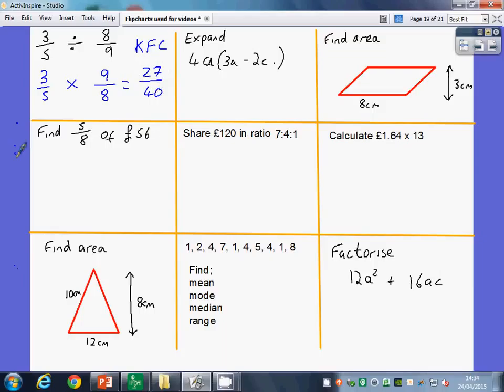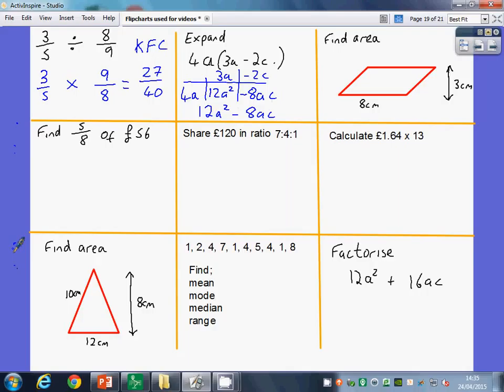Okay, question number 2. As soon as you see this, in our minds, we're thinking grid method. So we set our grid up. So 4a times 3a. 4 3s are 12. A times a is a squared. Then you've got 4a multiplied by minus 2c. Well, 4 times minus 2 is minus 8. A times c is ac. Don't forget those letters in alphabetical order, please. That gives me 12a squared minus 8ac.